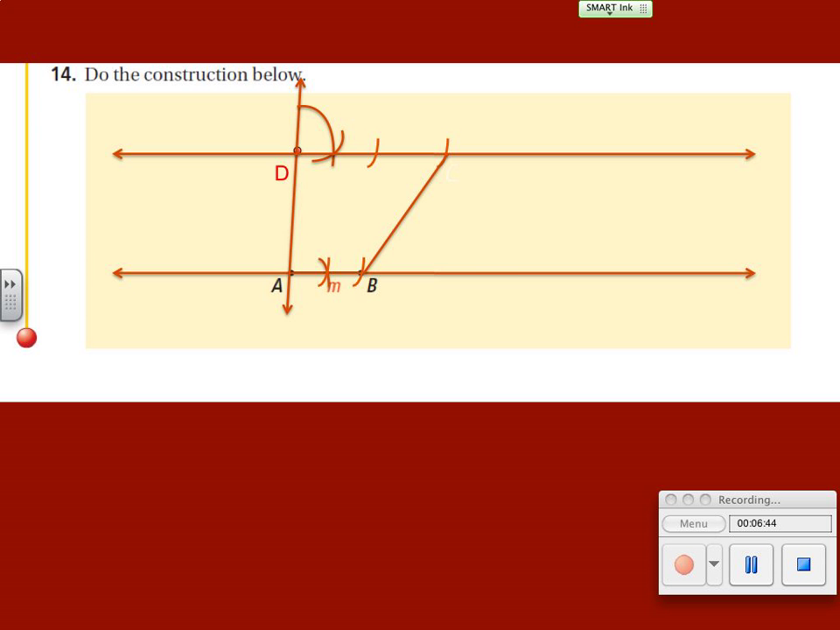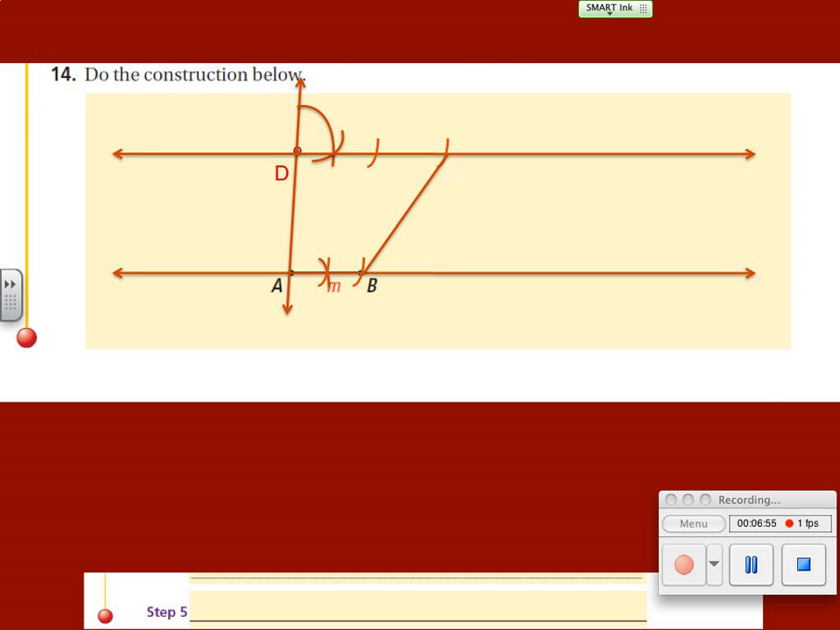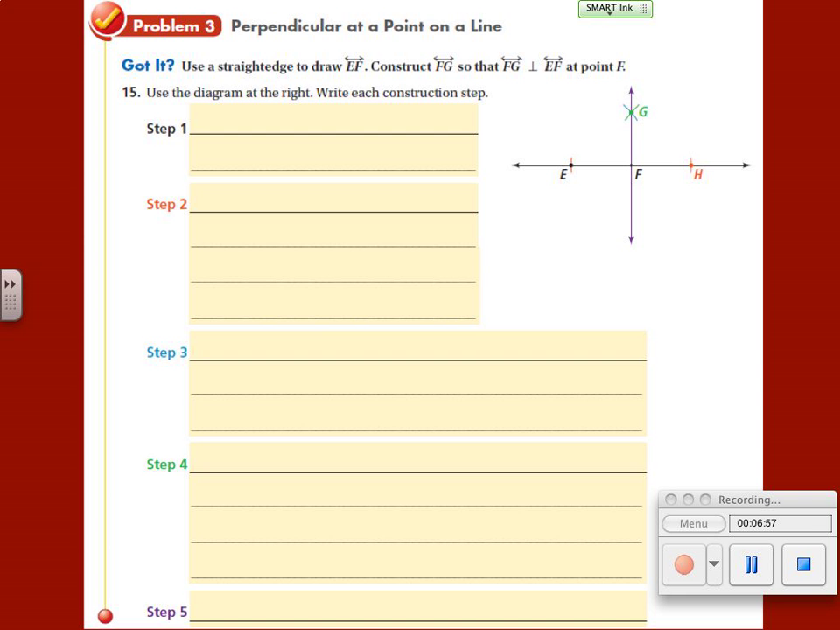And so the last thing I'm going to do is draw segment BC, and that is our special quadrilateral that we're trying to construct. Again, we're going to do that in class tomorrow, so be prepared to construct the special quadrilateral that meets the description in the notes.